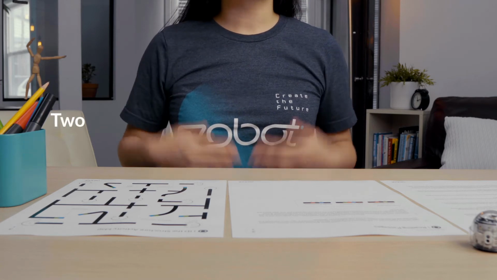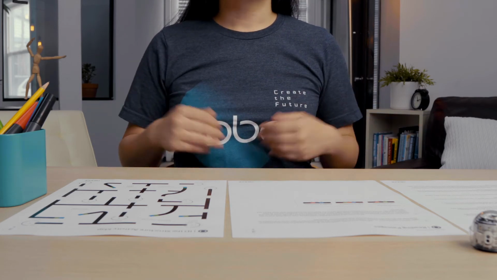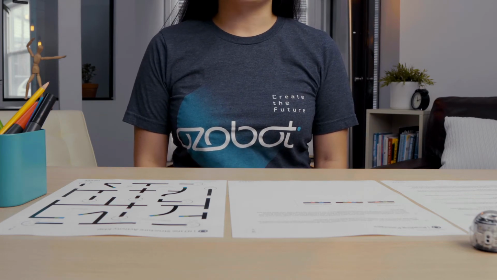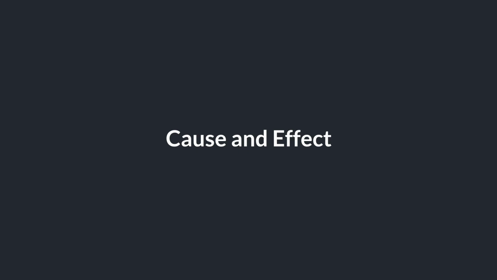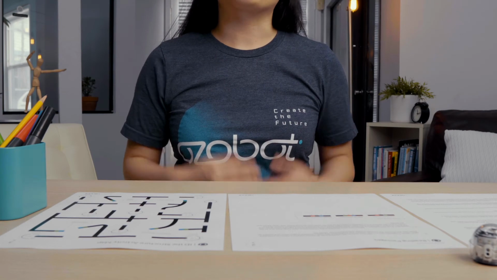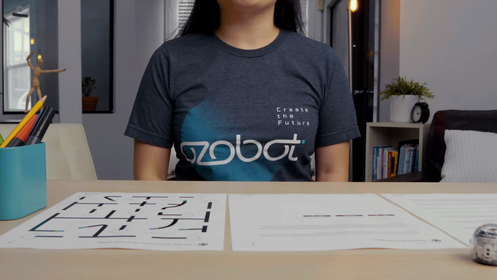In a metaphor, two unrelated things are compared to each other. For example, snowflakes are dancers in the wind. Snowflakes are being compared to dancers. Can you find a passage that has the structure of comparison? You are doing great so far. If you wrote comparison next to passage 4, you are correct.